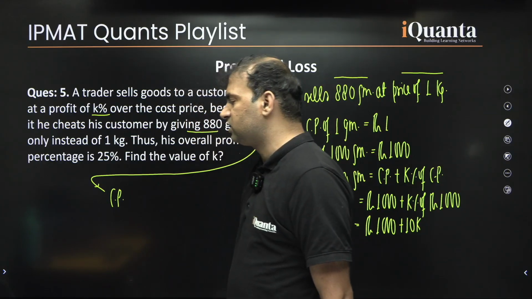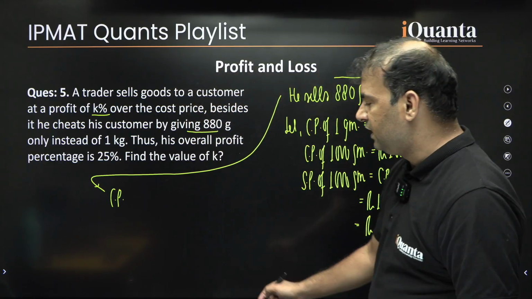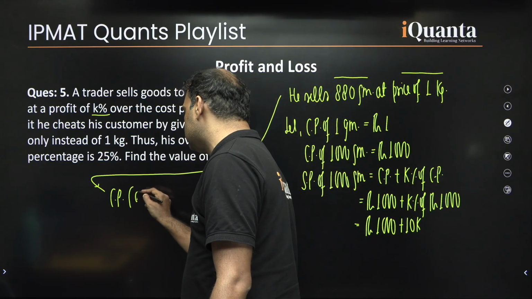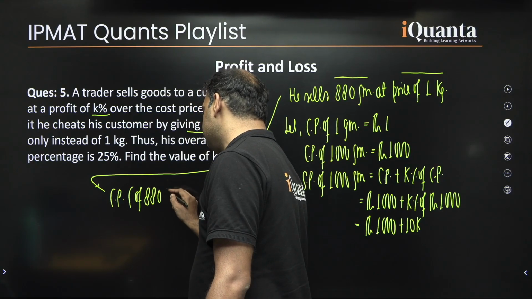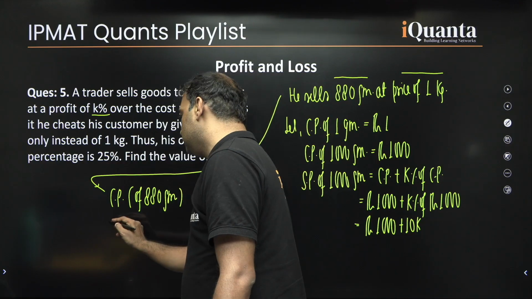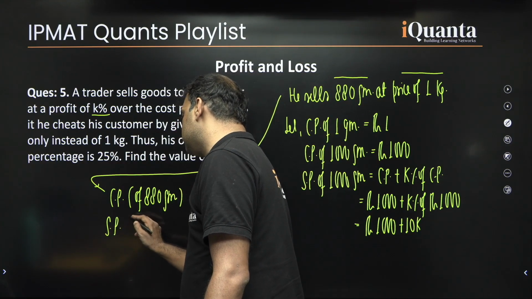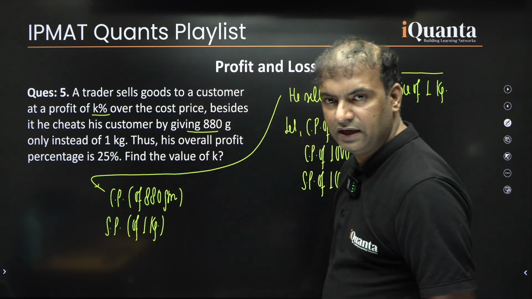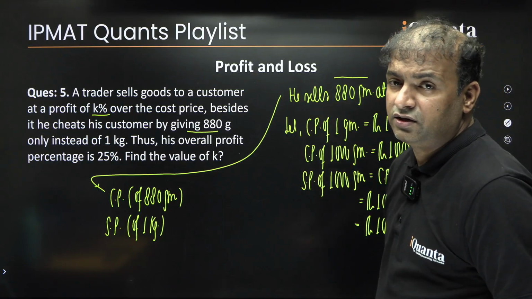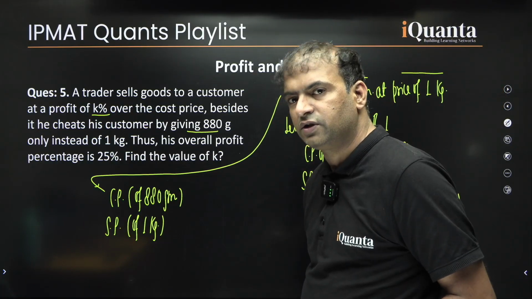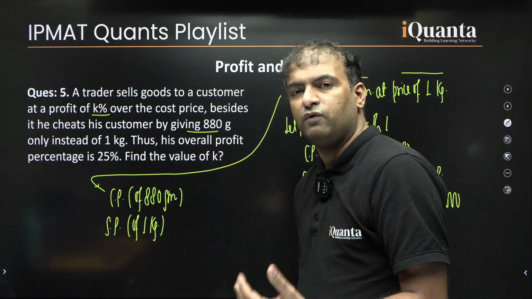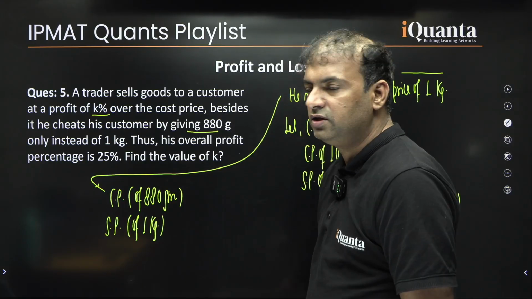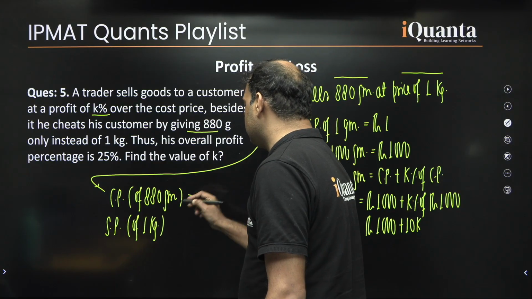He's giving to the customer only 880 grams. So we'll write his cost price will be calculated on the basis of 880 grams, but his selling price will be taken on the basis of 1 kg, right? Because the customer thinks that he's getting 1 kg, the customer will pay the price of 1 kg to the trader.